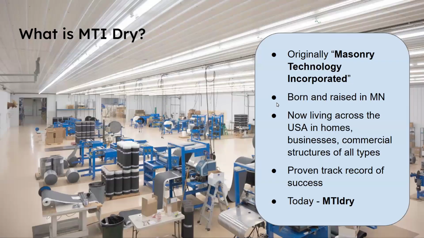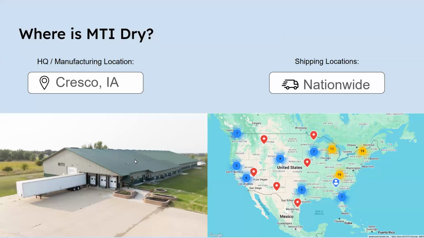So what is MTI Dry? MTI, we are a manufacturer, and we were, as I said, born and raised in Minnesota, and we are now operating from a 50,000 square foot facility in Iowa, a little town of Cresco, which is in the northeast corner of Iowa. It's close to a town some of you may have heard of, which is called Decorah, and that's about 2 hours south of Minneapolis. Centrally located in the U.S., all products are sourced and assembled in the United States. We're not subject to tariffs, which is something I had to add to the slide this morning, unfortunately.